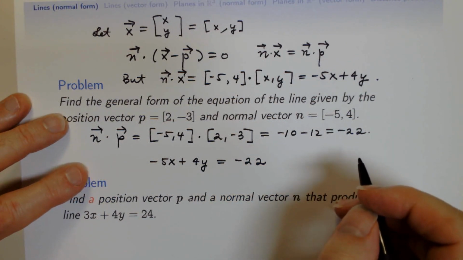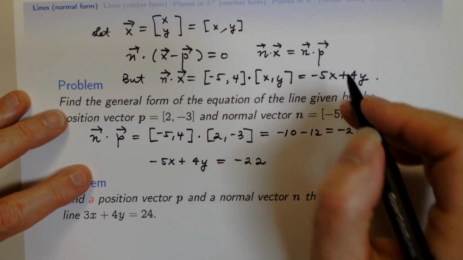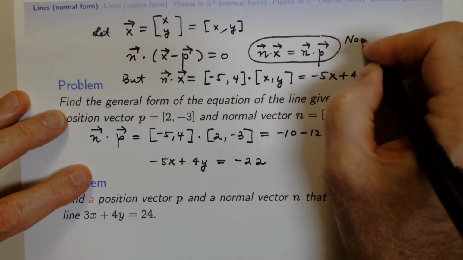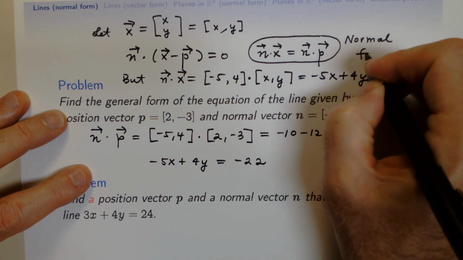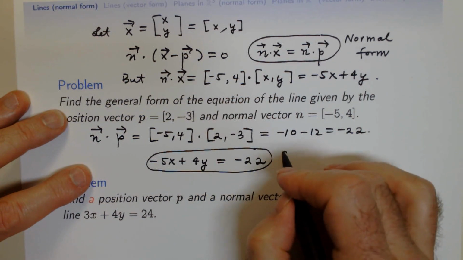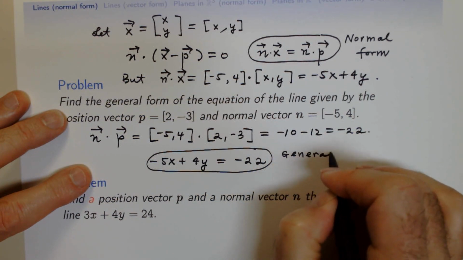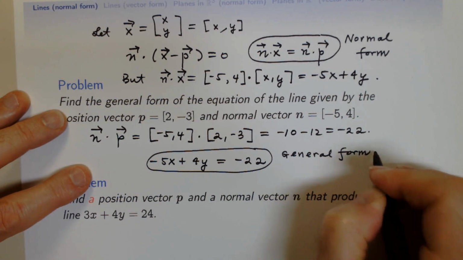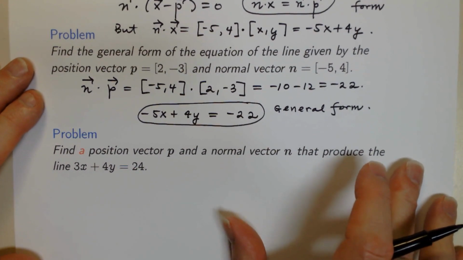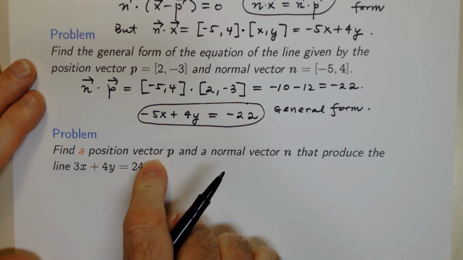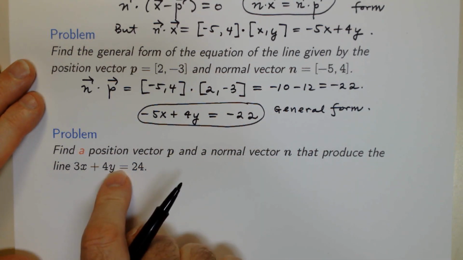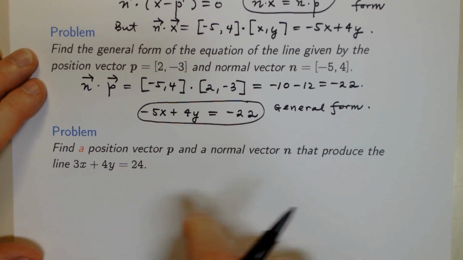And that's what we would call the general form. So we would call this the normal form. And when written this way, we would call it our general form for the equation of the line with this data. Okay, let's try this second problem. Find a position vector p and a normal vector n that produce the line with this general equation, right? 3x plus 4y equals 12.